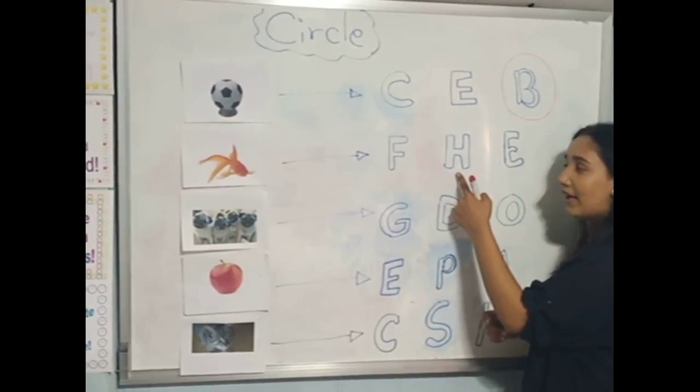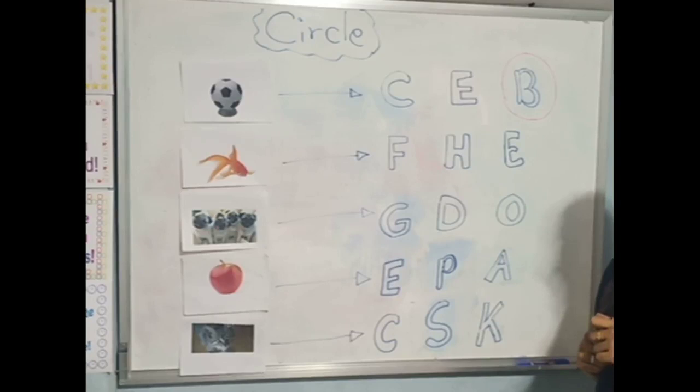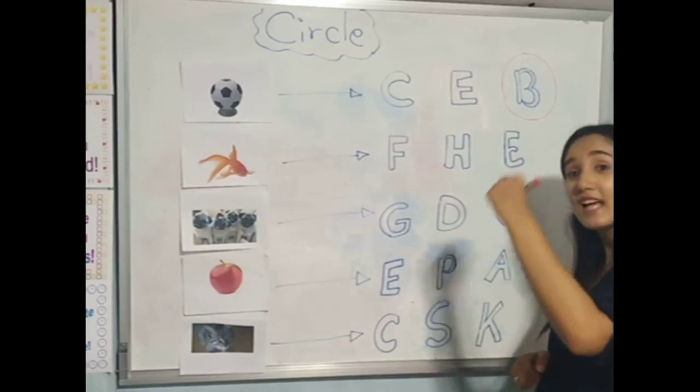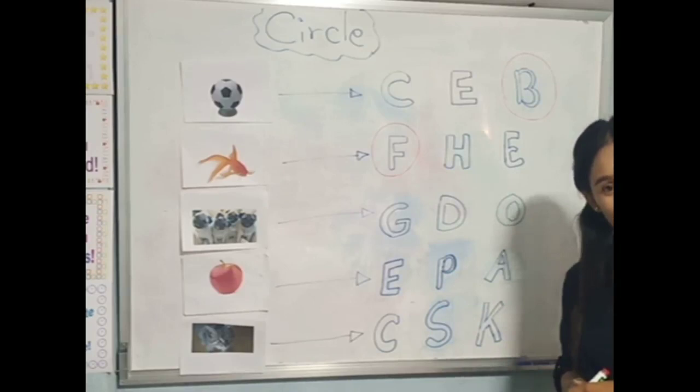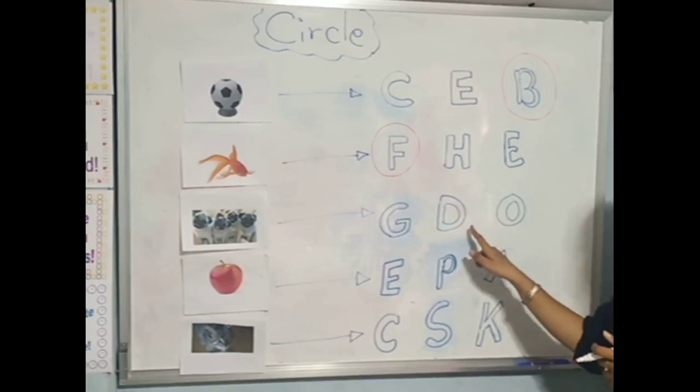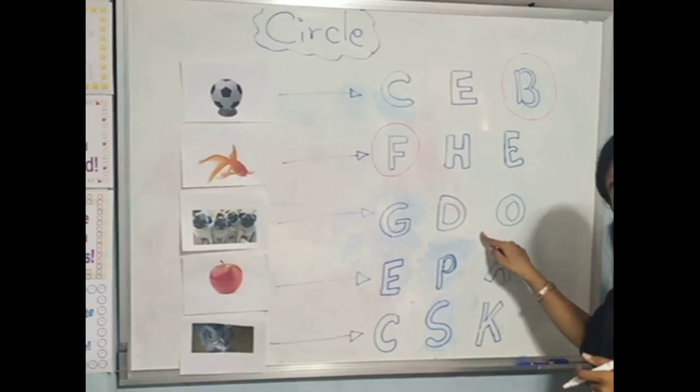Which letter is the correct answer? Letter E? No. Letter H? No. How about letter F? Yes. So what do I have to do? Circle letter F. Okay. Good job. So D, dog. This is dog. For dog, letter G or letter D or letter O? Letter D. Correct. So what do I have to do? Circle.